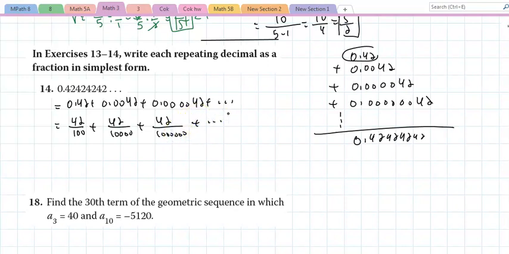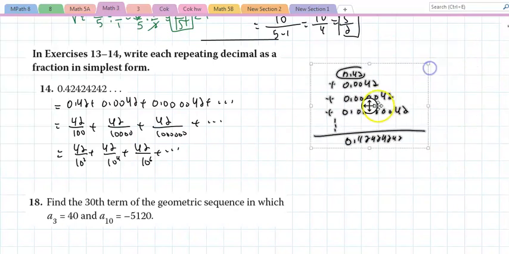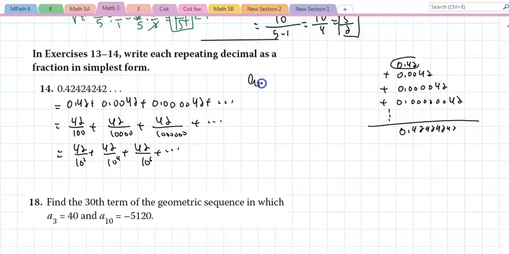Isn't that geometric? And if you still don't see it, isn't that 42 over 10 squared plus 42 over 10 to the 4th plus 42 over 10 to the 6th? And wouldn't you say, out of those, a sub 1 is 42 over 10 squared? And isn't r, look at it this way, what did you multiply to get from this to this? Isn't that 1 over 10 squared or 1 over 100? That's less than 1.